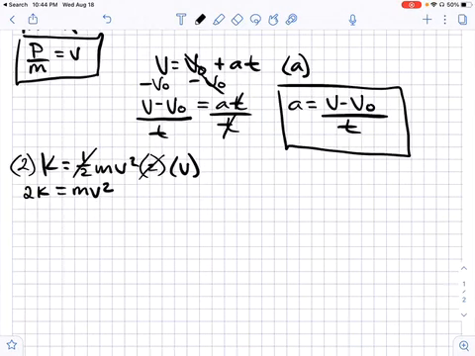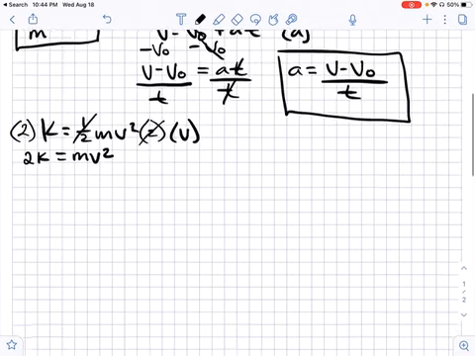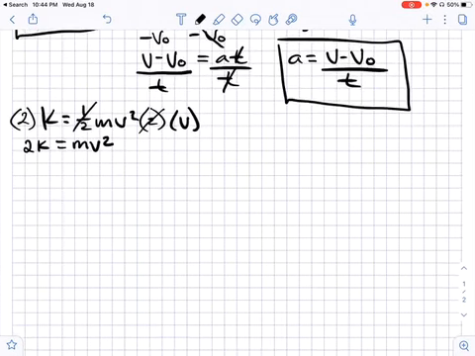So we still have that exponent, but before we touch it, we still need to get rid of that m. Since it's m times v squared, we're going to do the opposite. We're going to divide by m, and we're going to do that on both sides. So now we are left with 2k over m is equal to v squared.